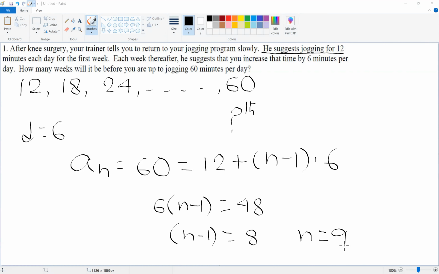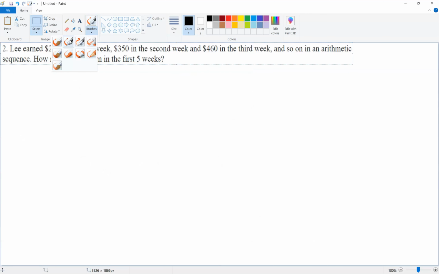Are you getting the point? How to use the formula to solve this question? It's good that you know another way to solve. Now you know a different way to solve. All right, Aiden.